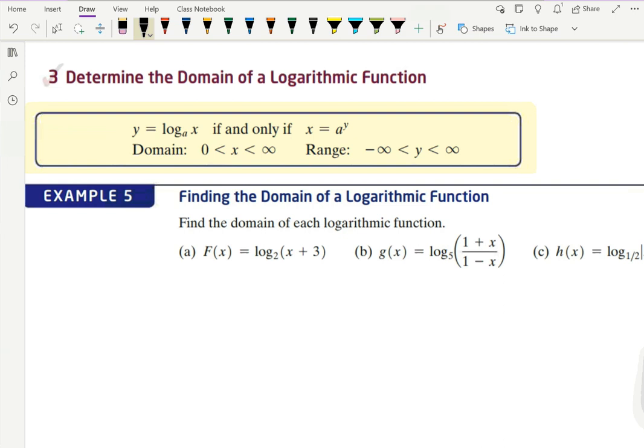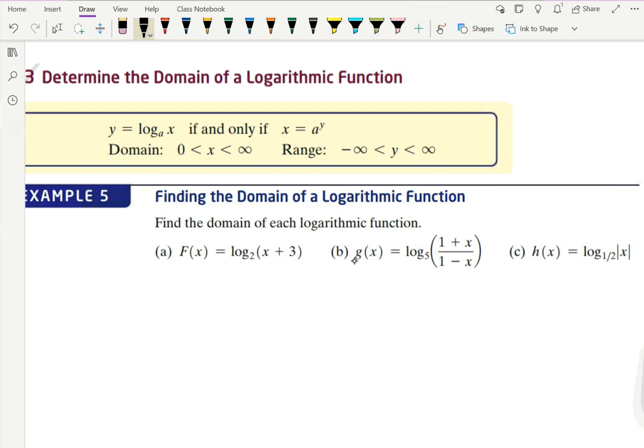As we take a look at that, we will do a graph here as one of our next examples coming up. But what we want to see first off is we just want to take a look at some functions here, and we want to find the domain. So we're going to find the domain of each logarithmic function. And remember that our x value has to be between 0 and infinity.